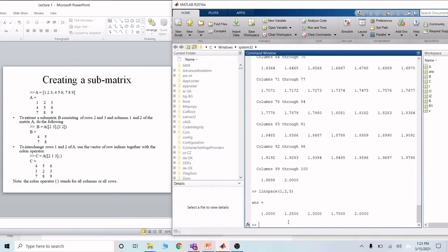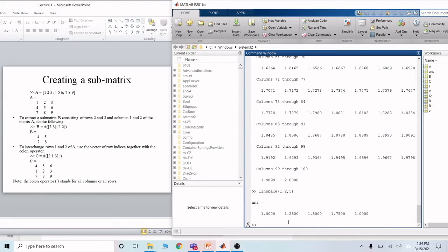Creating a submatrix. Okay, capital A is equal to a matrix, first row 1 2 3, second row 4 5 6, third row 7 8 9. To create a submatrix B consisting of rows 2 and 3 and columns 1 and 2 of matrix A, do the following. Next, to interchange row 1 and row 2 of A, use the vector of row indices together with the colon operator.